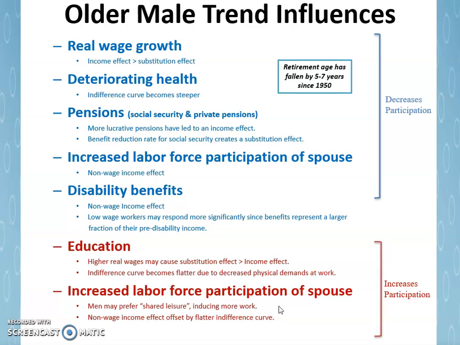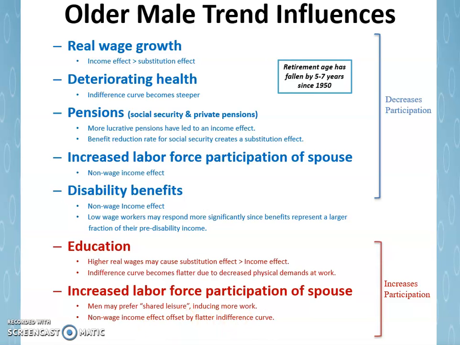In other words, without the wife at home, the husband gets bored and goes out and gets a job. Put more technically, the non-wage income effect that caused a decreased participation of the older male is offset by a flatter indifference curve as the desire for leisure drops without the spouse to share it with.